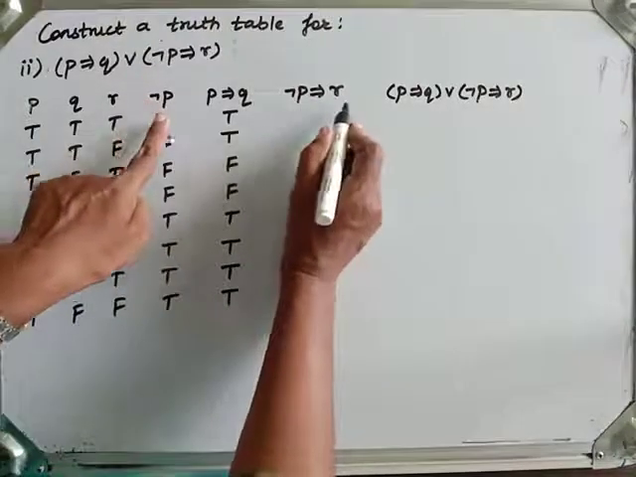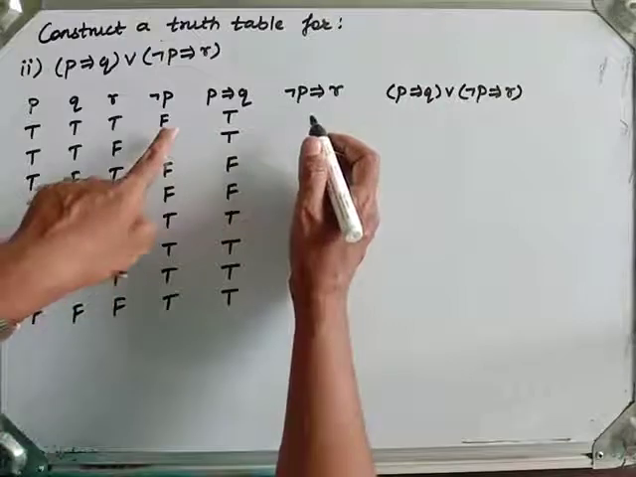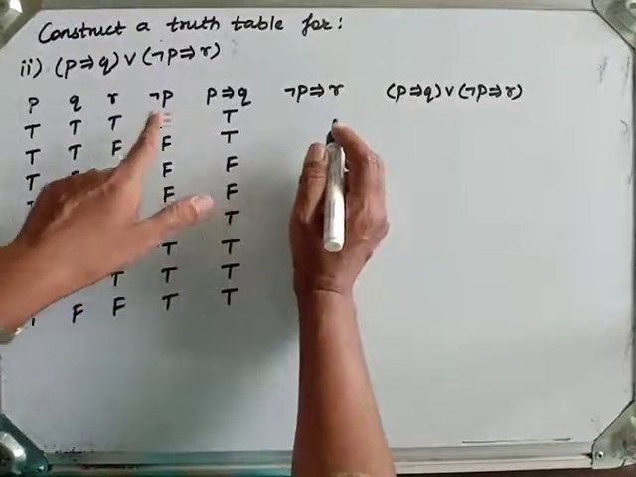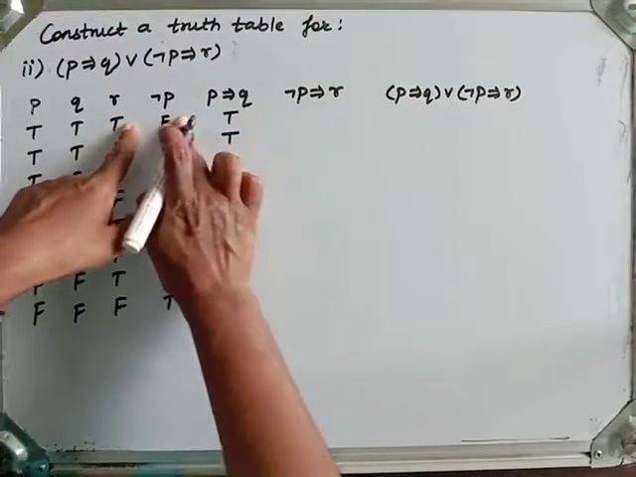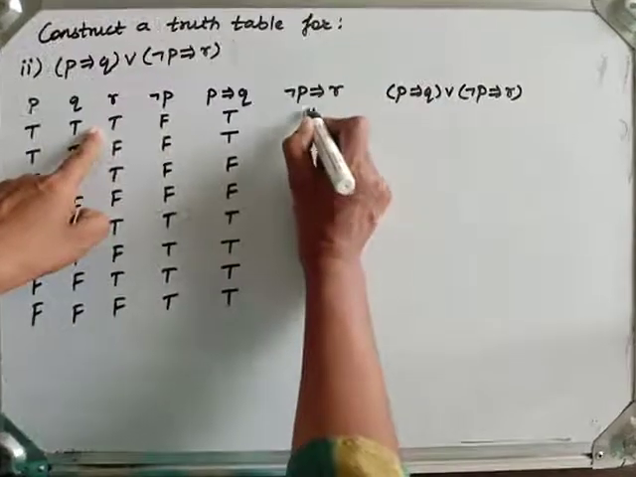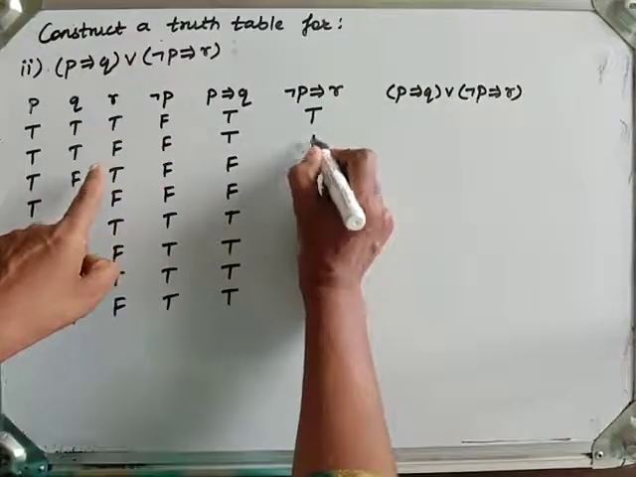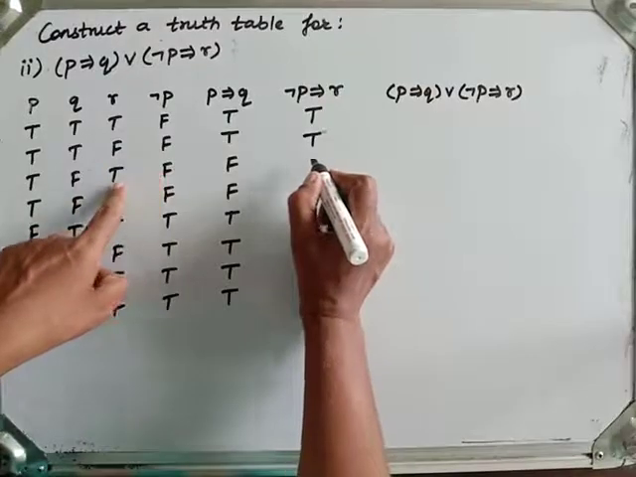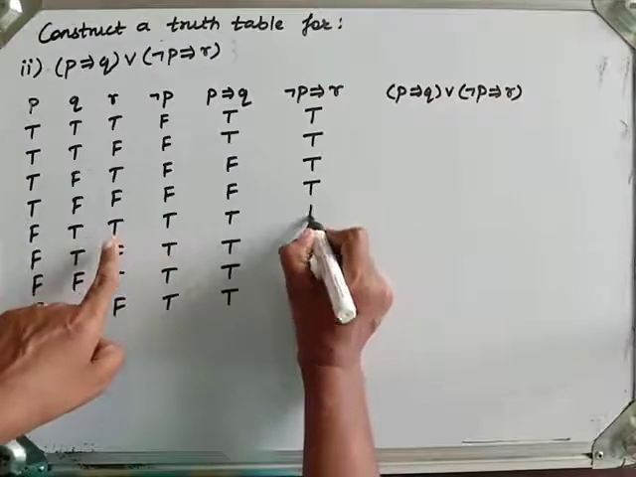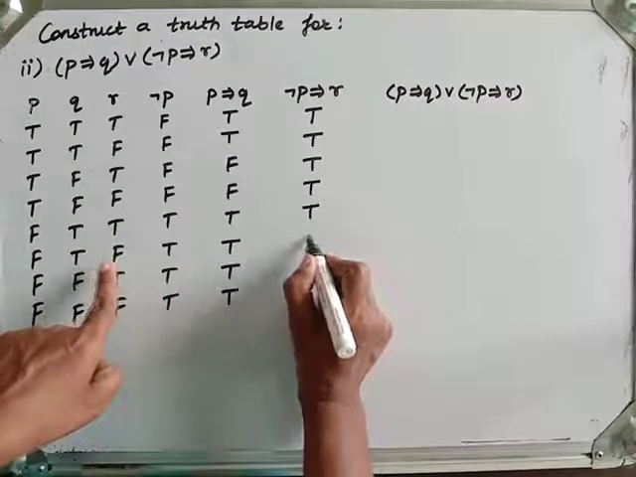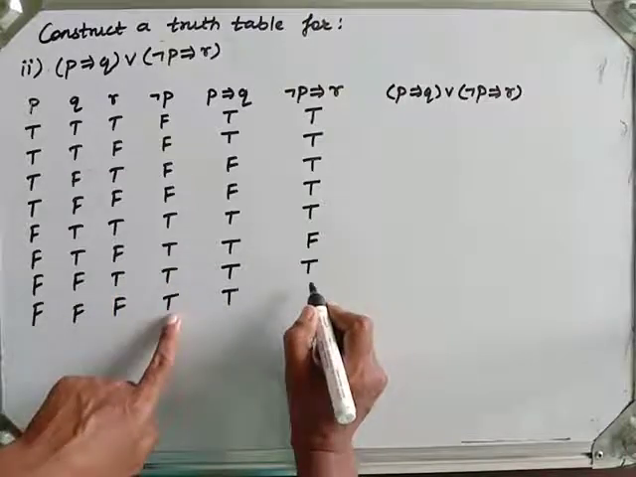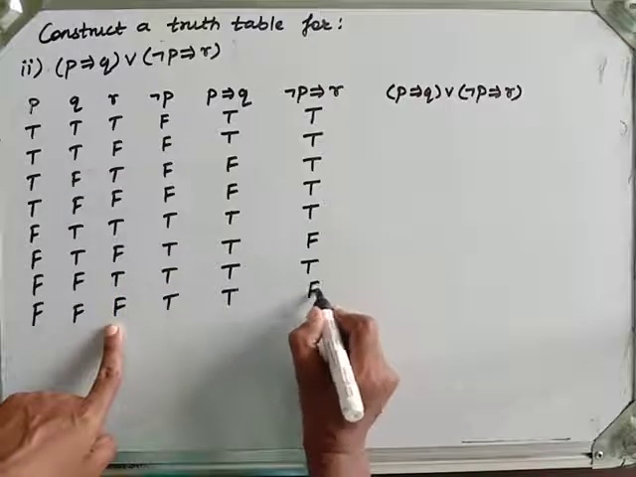Now negation P implies R. Again the same thing here. True implies false is false only. Remember that. Negation P is our premise, R is our consequence. So false implies true, it is true. False implies false, again true. False implies true, again true. False implies false, true. True implies true, true. True implies false, here it is false. True implies true, true. And again true implies false, here also it is false.